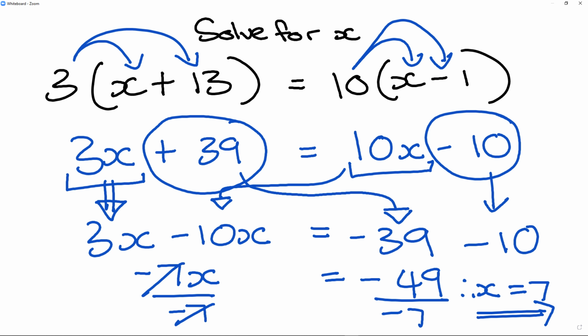I can check my answer as well to see if it's correct. If I put 7 over here, I'll get 20. And 20 times 3 is 60. I can put 7 over here as well. And I'll get 6 times 10, which is 60. All right.